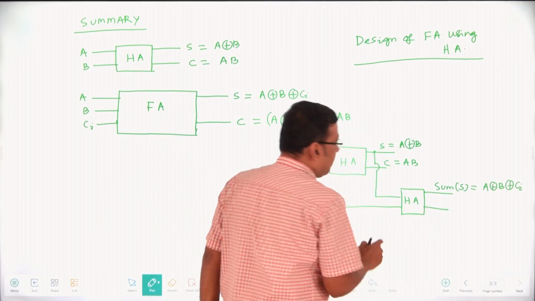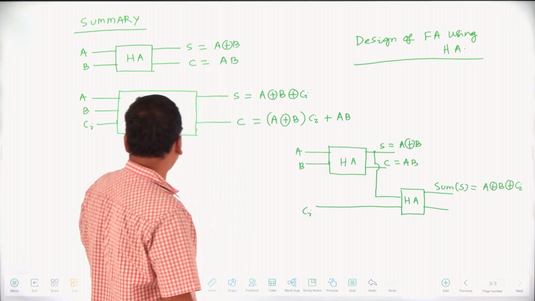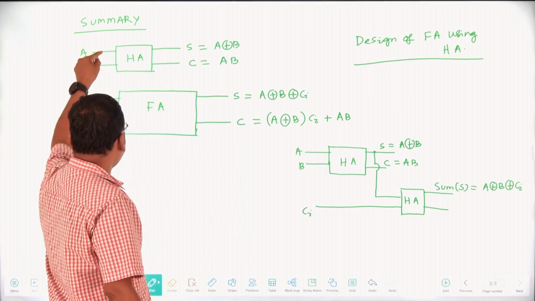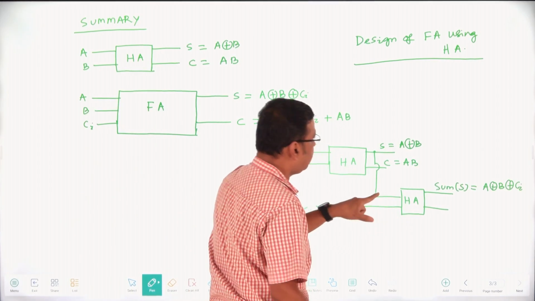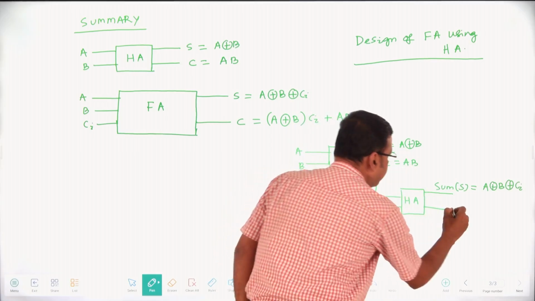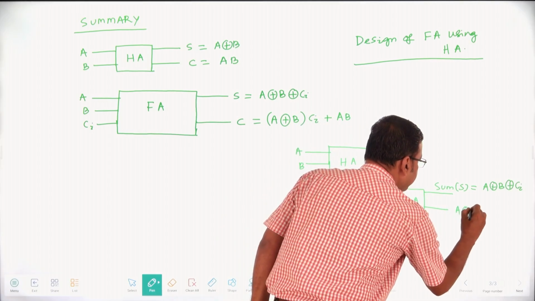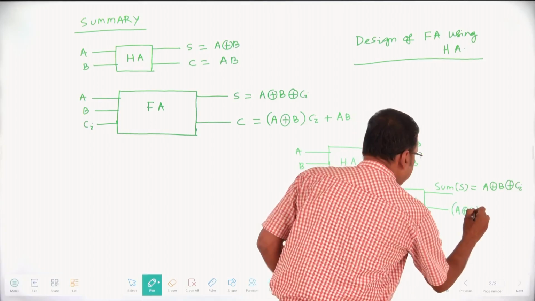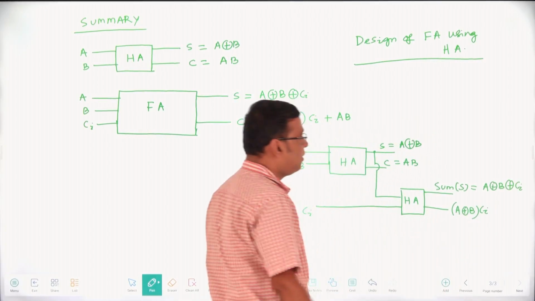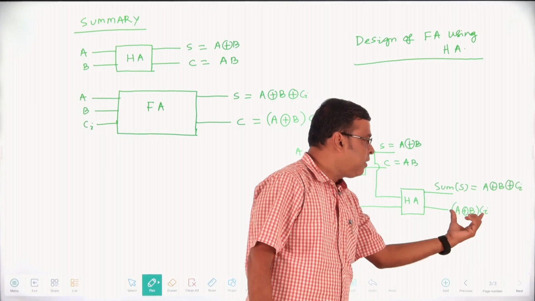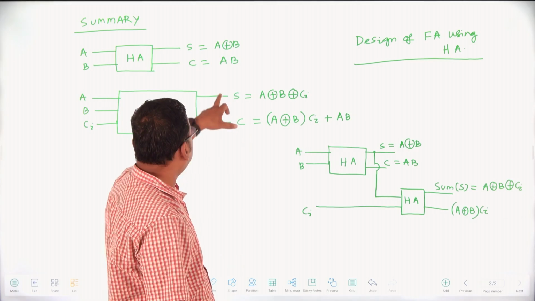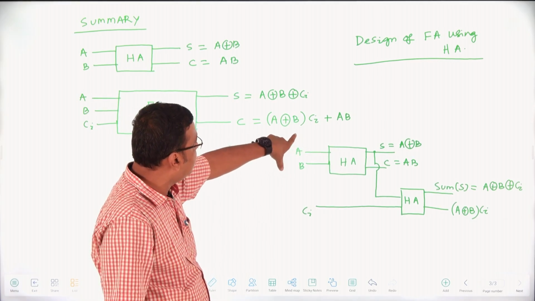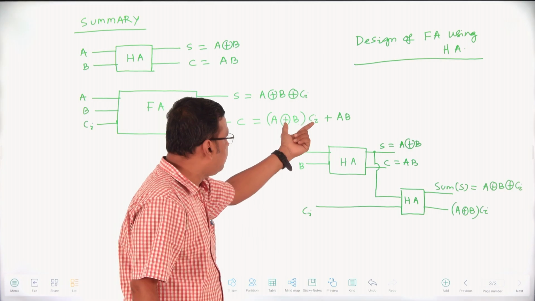Another output is this into this. Remember, in case of a half adder, the carry is this into this, A into B. Similarly, the output here is this into this. This value is A XOR B, multiplied by CI. But A XOR B into CI would not be the result of the carry of the full adder. The carry of the full adder is (A XOR B) into CI plus AB.